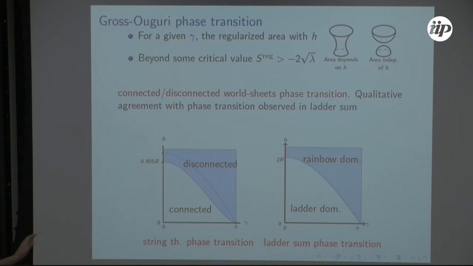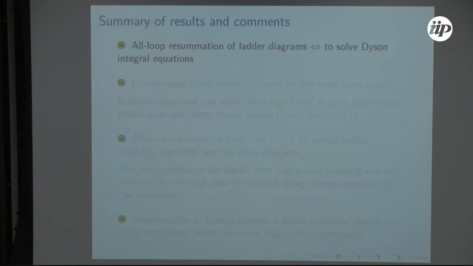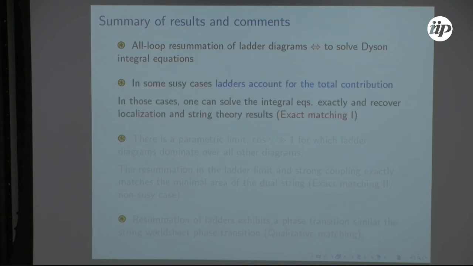But at least qualitatively, there is an agreement of this phase transition. Okay, I think I'm just finishing. So what I told you was that the resummation of ladder diagrams to all loop order can be recast into an integral equation of the type of Dyson.